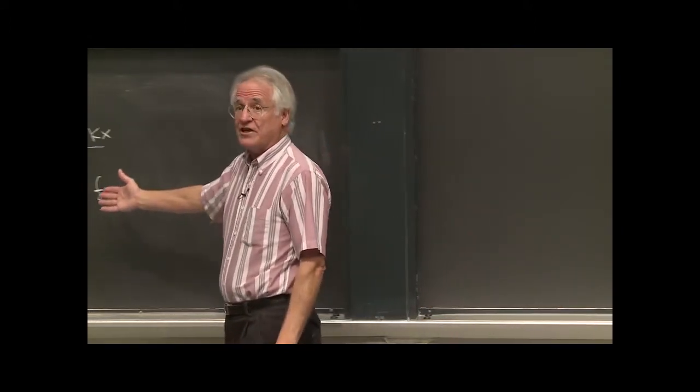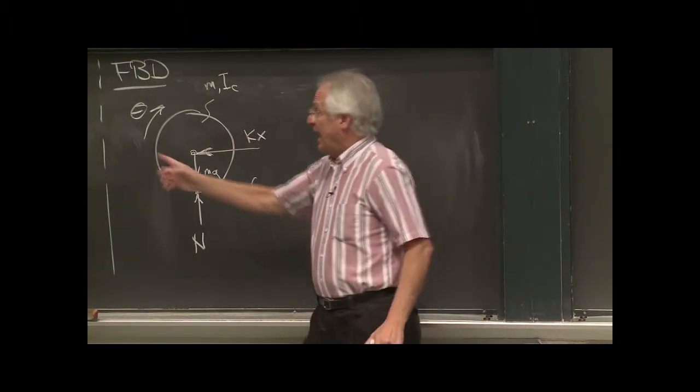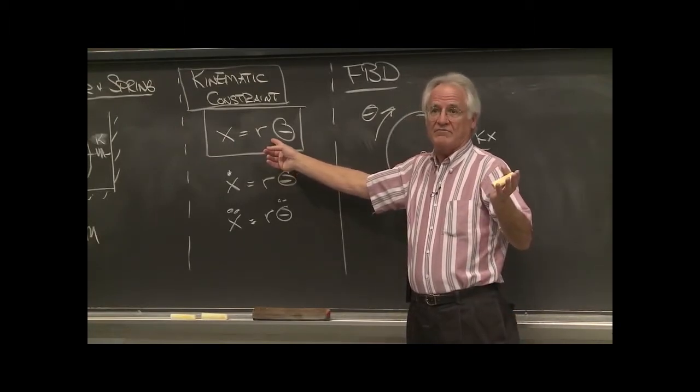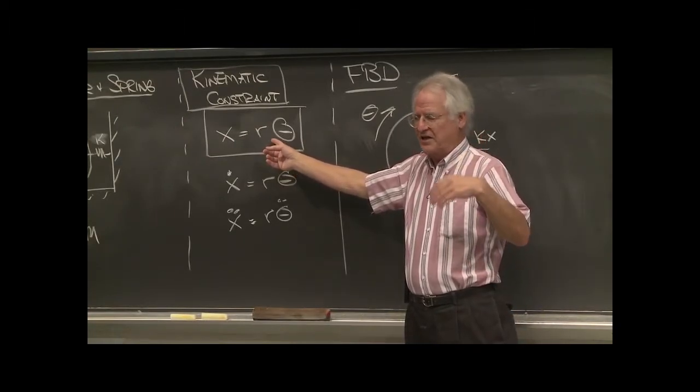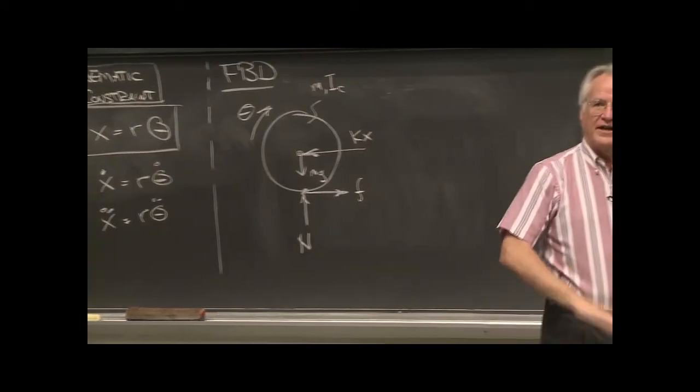If there were no friction, if this were on ice or a frictionless surface, then x and theta could be independent of one another, okay? But when there is friction, there's no slip, x equals r theta, period.